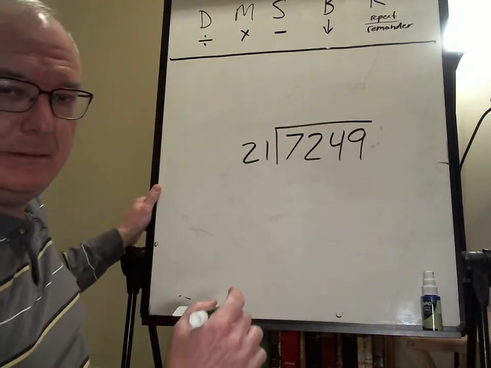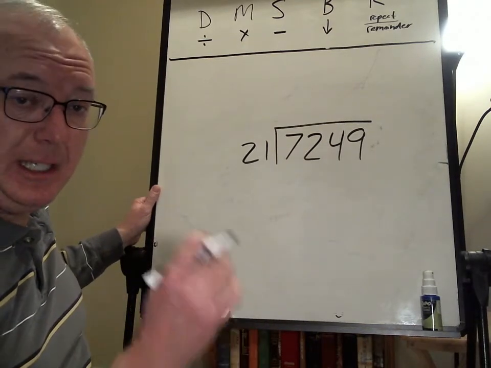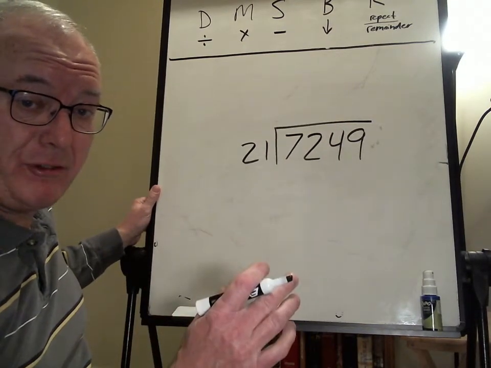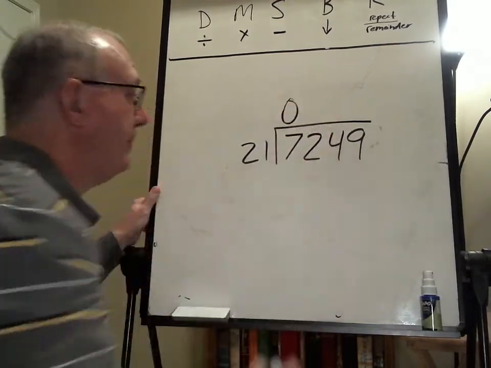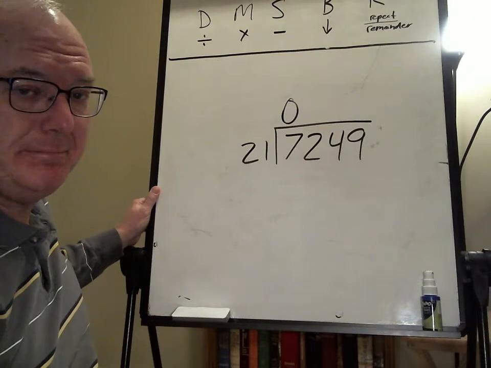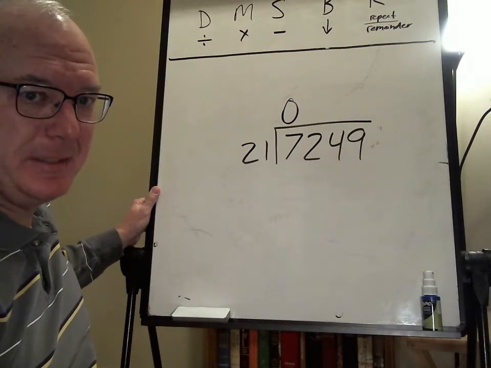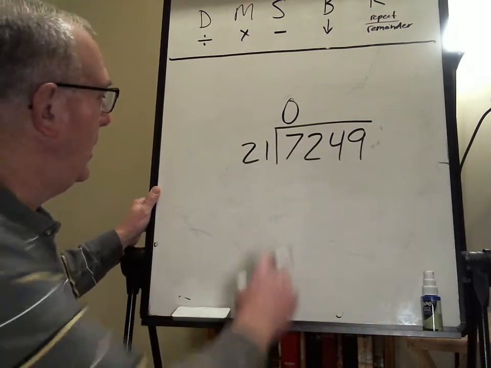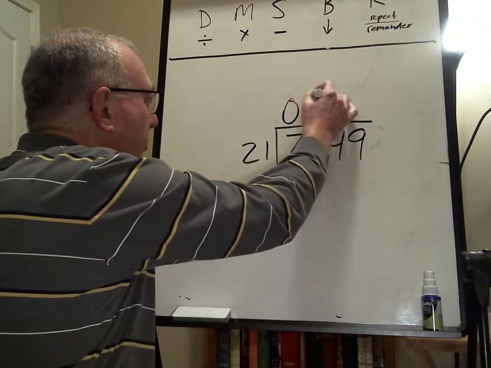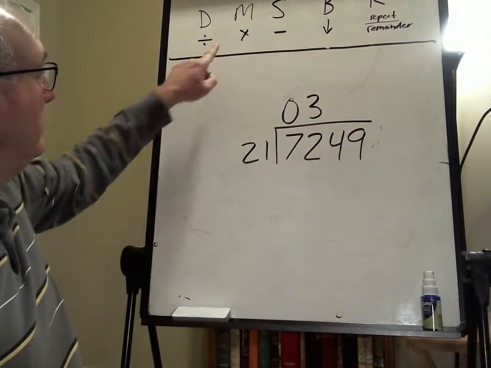Oh, you know what? Let's not get ahead of ourselves. We can get so good at this that we forget a step. It's actually how many 21s go into 72. When you learn this really well, sometimes you skip right on through that and don't think about it. How many 21s into 72? 3. All right. We divided.